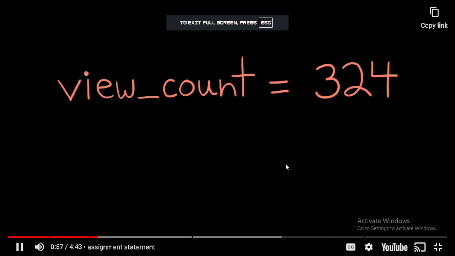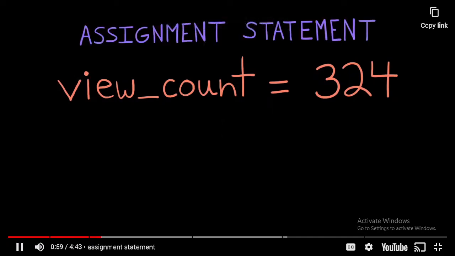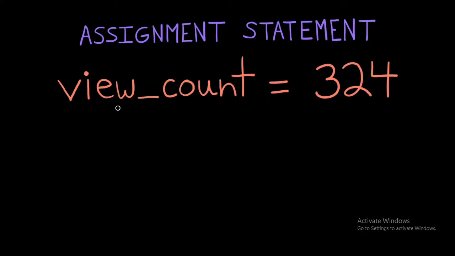variable, we'll use an assignment statement. An assignment statement starts with the name of the variable on the left-hand side, then an equal sign, also called the assignment operator, and on the right-hand side, the value to be stored. We read this statement as the variable view count is assigned the value 324.